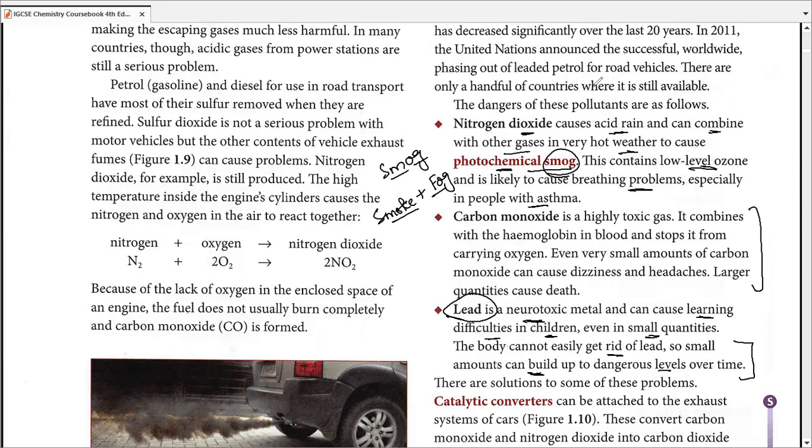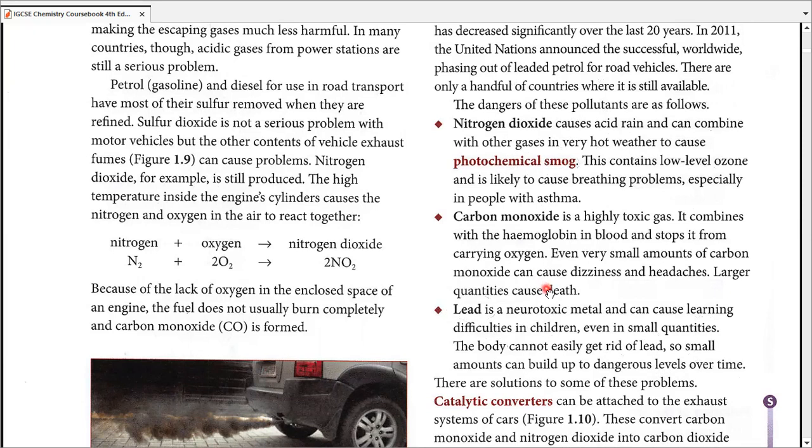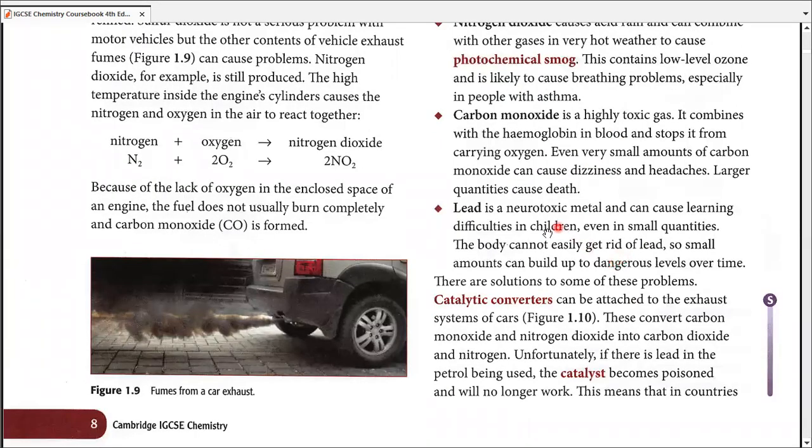All right. So these are the problems related to almost every one of them. Carbon monoxide has just one problem since it's toxic. There are two problems related to nitrogen dioxide: smog and acid rain. There is actually just one problem associated with lead, and that's that it is neurotoxic and causes learning difficulties. So for the ones that have two problems, try remembering both of them. For the one where only one disadvantage is mentioned, try remembering that one, since these 3 points have been a part of past papers. Right?